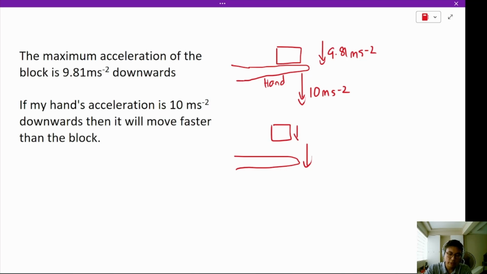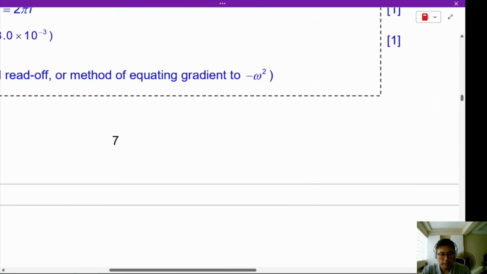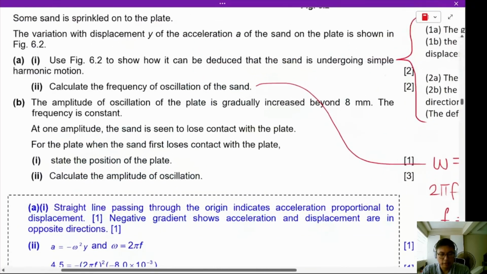So the block is trying to accelerate, but it can't accelerate as fast as my hand. Then the block will separate from my hand. So once again, in order to get the block to separate from my hand, my hand must move at an acceleration greater than 9.81 meters per second squared. So let's take a look at the answer for this one.